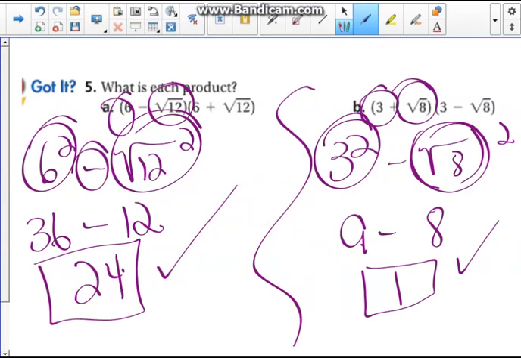So those were super easy. It shouldn't have taken you but 1 or 2 minutes to do all 3 problems. Okay, let's move on.